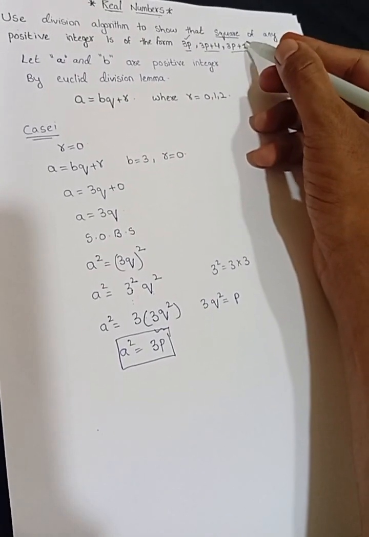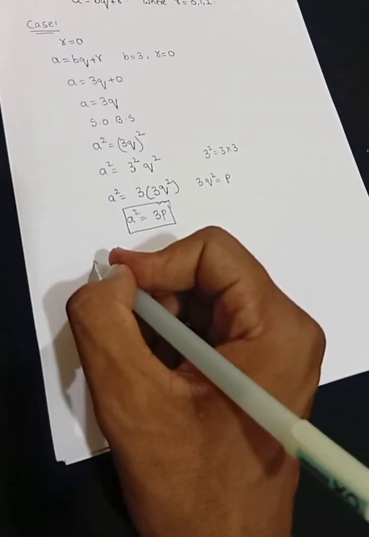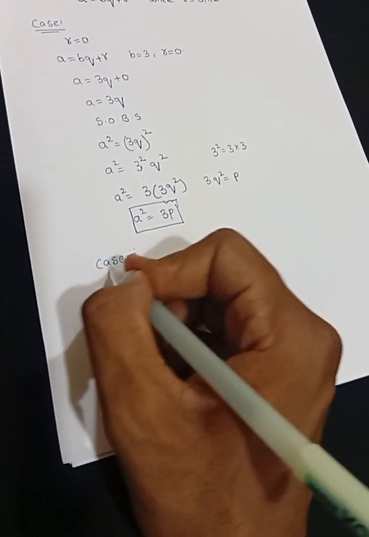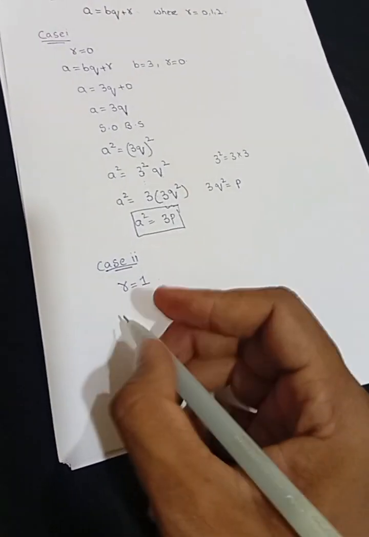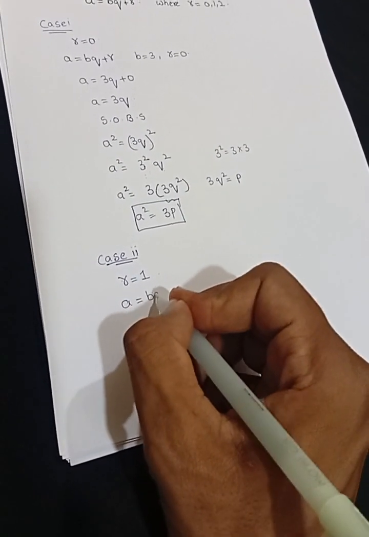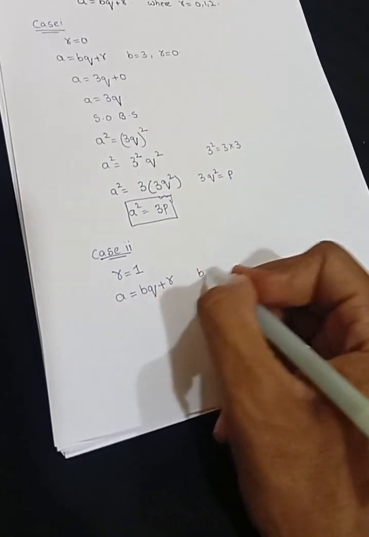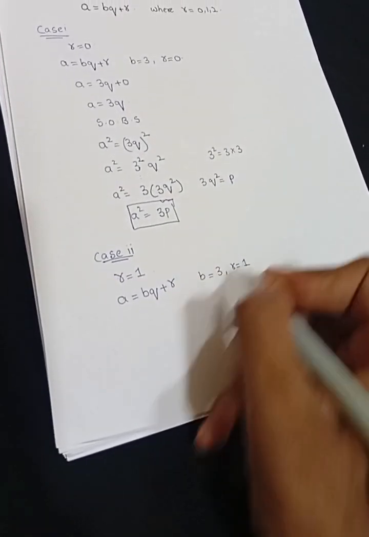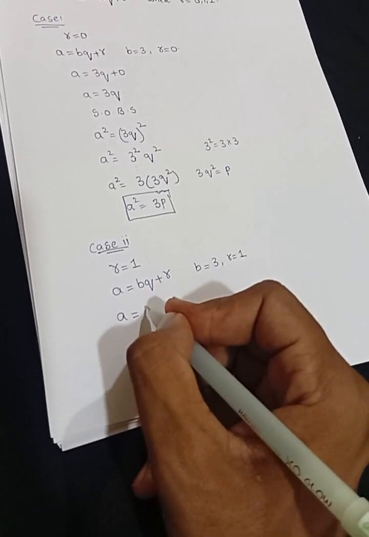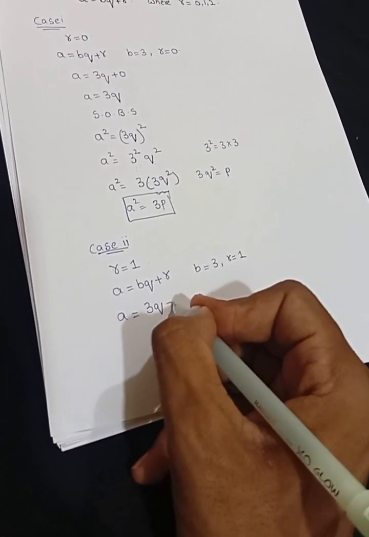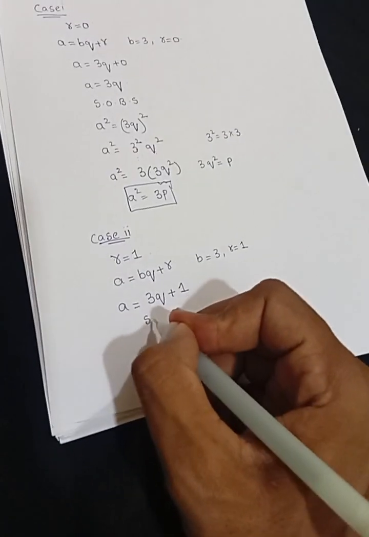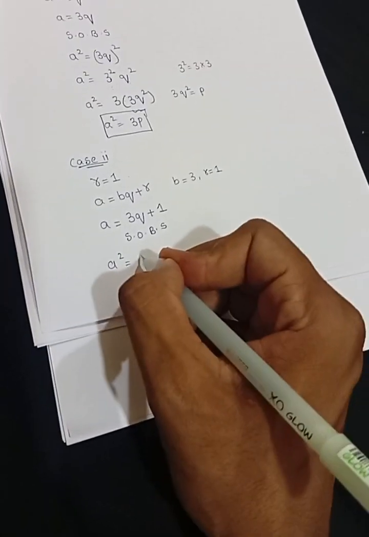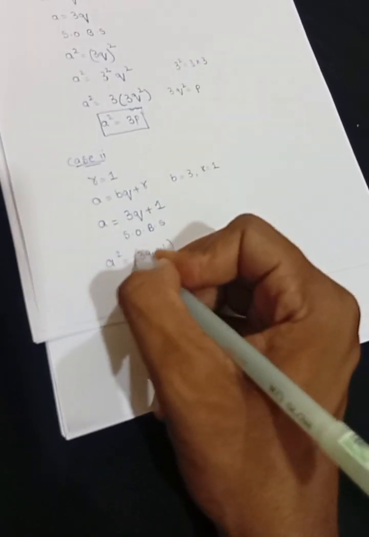Now you have to go for 3p plus 1. For that, I'll go with case 2. So now in case 2, I'll take r is equal to 1. The formula is the same. Euclid division lemma, a is equal to bq plus r. Now your b is equal to 3 and your r is equal to 1. So now a is equal to, in the place of b I have to write 3, then q is as it is, plus r, 1. Now in the question it is a square, that's why again you have to do squaring on both sides. Now a square is equal to 3q plus 1 whole square.